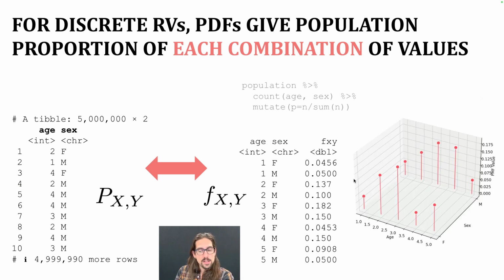Or if you want to see it on the same graph, you could do it like this, where I have sex as an axis, I have age as an axis, and I'm kind of plotting the values of the function here. It's not a curve because these are discrete random variables.